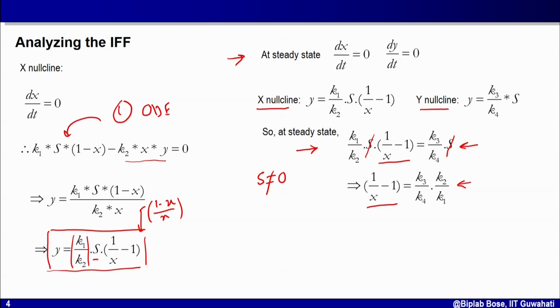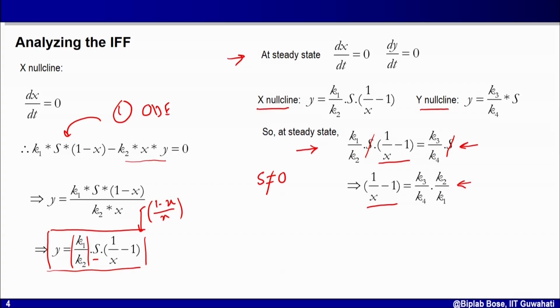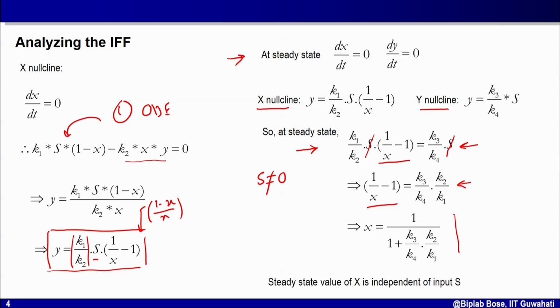So 1 by x minus 1 is nothing but a ratio of multiple parameter constants. If I rearrange the term again, I take 1 to the other side, 1 by x on the other side, and then invert, I get this relation. X is equal to 1 by 1 plus k3 into k2 divided by k4 into k1. Now this is my steady state value of x. This is my steady state of x.